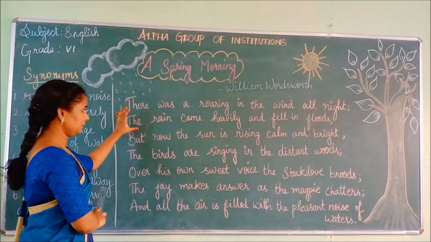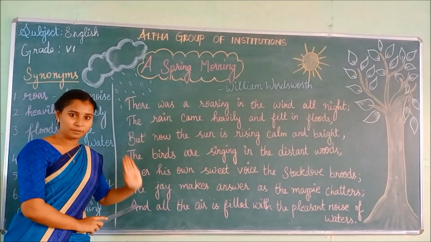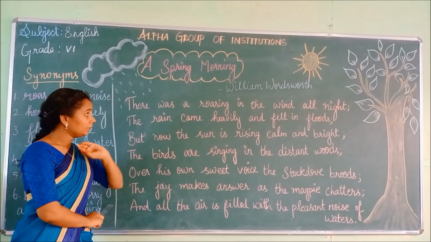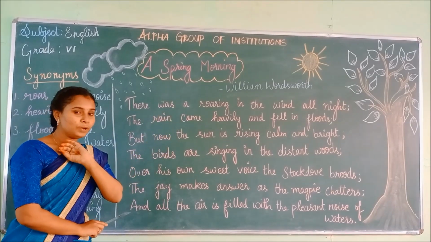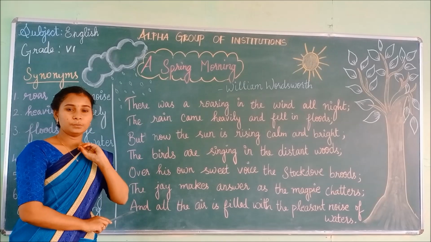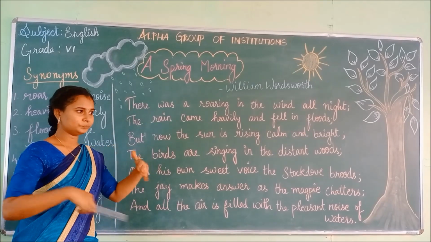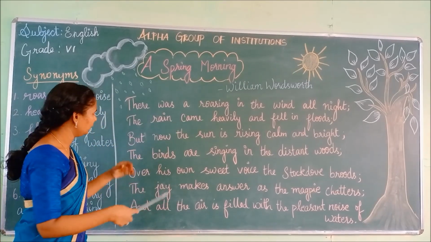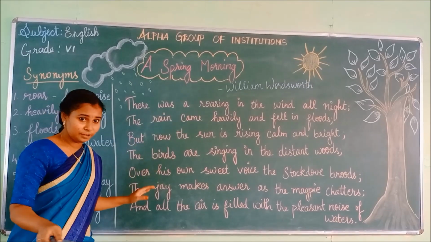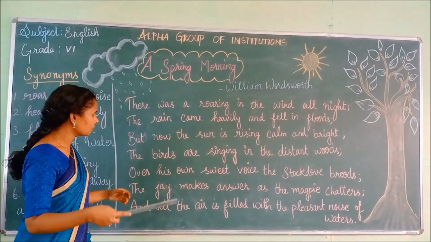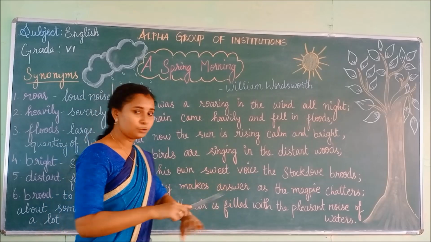So these two lines, this is happening in the previous night. So during the night, the wind was roaring. It was blowing very hard, and there was heavy rain. It was raining cats and dogs, and it happened to be a flood.